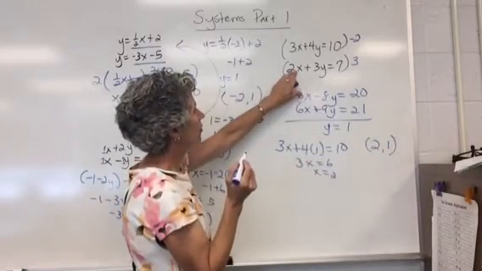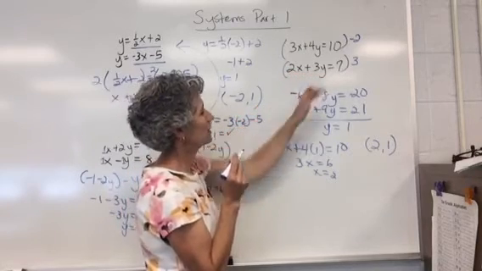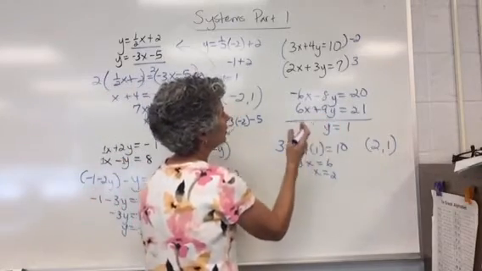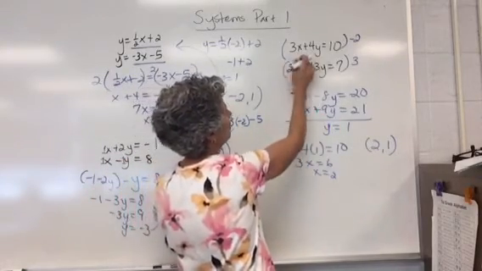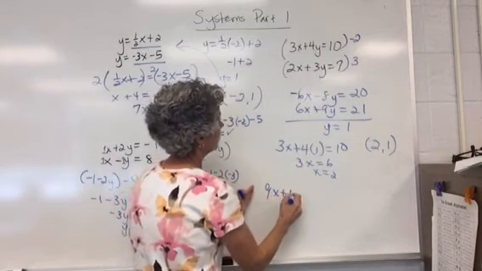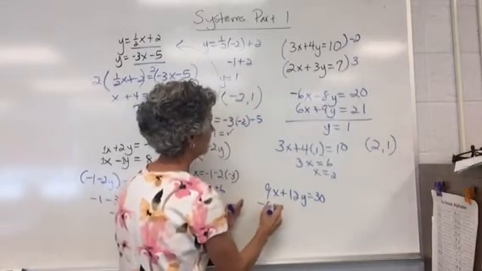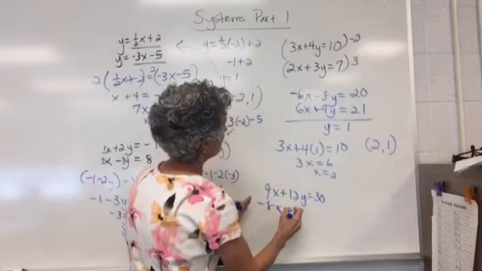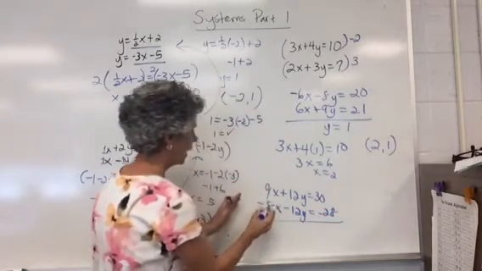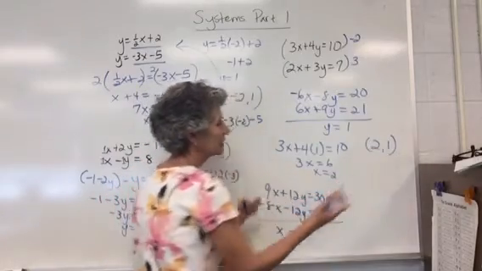Again, check that in here. 4, 2 times 2, 4, plus 3 times 1, 3. 4 plus 3 is 7. That checks. But if I had done it in a different style, if I had multiplied through, let's say I multiplied this one by positive 3, 9x plus 12y equals 30, and this one by negative 4, negative 8x minus 12y equals negative 28, I would have come out with 1x equals 2, and x is 2, which it was, and then get the y.